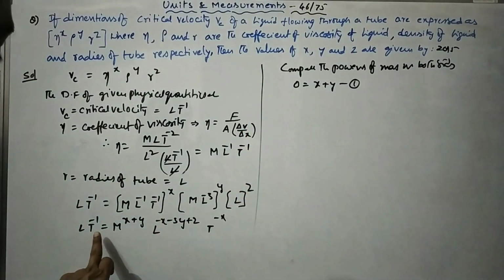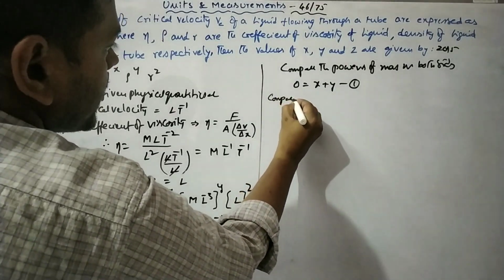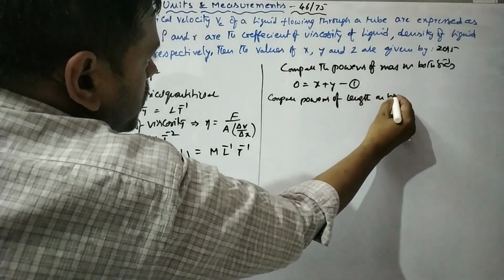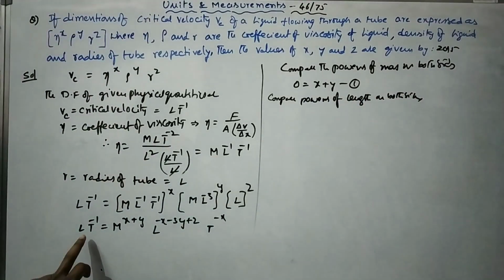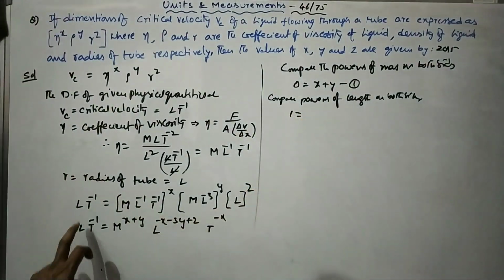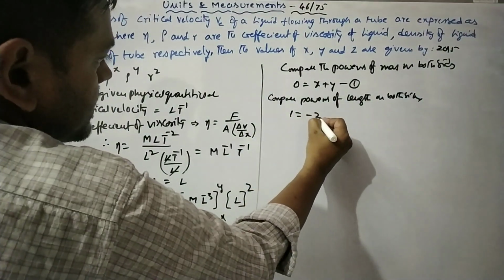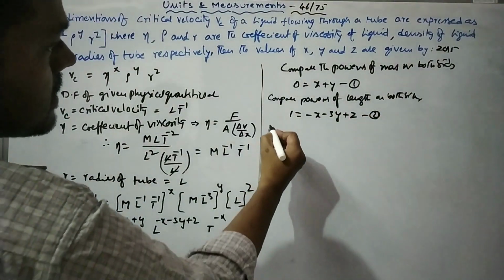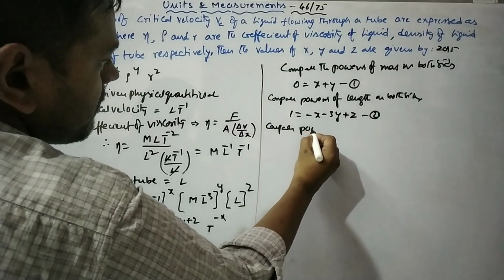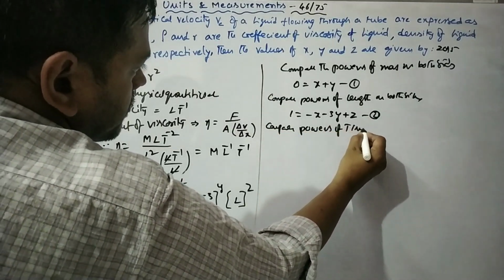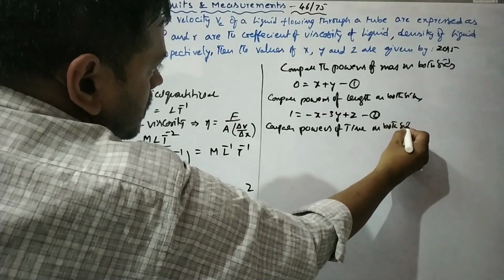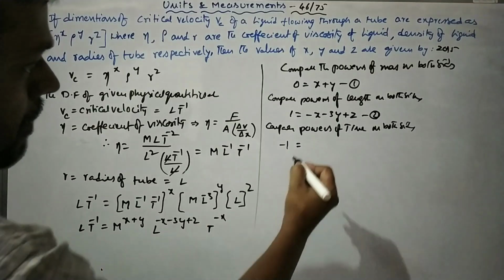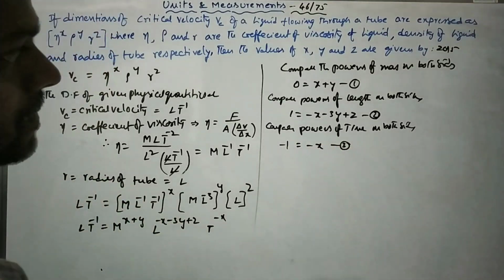Now compare the powers of length on both sides. L power 1 is there on the LHS, so 1. On the RHS, minus x minus 3y plus z. This is equation 2. Next, compare the powers of time on both sides. On the LHS, minus 1 is there, so minus 1 is equal to minus x. This is equation 3.